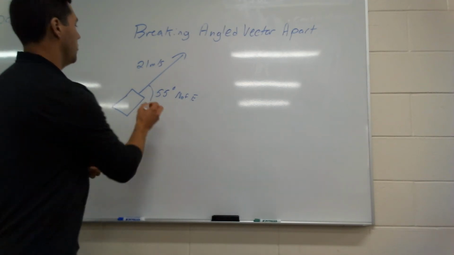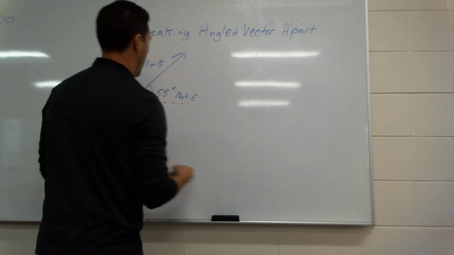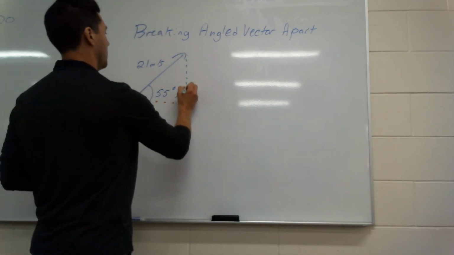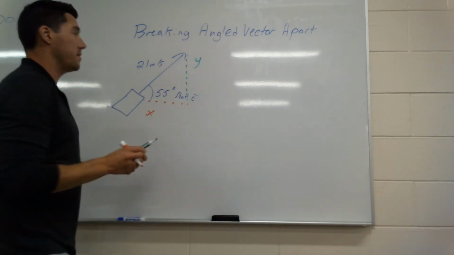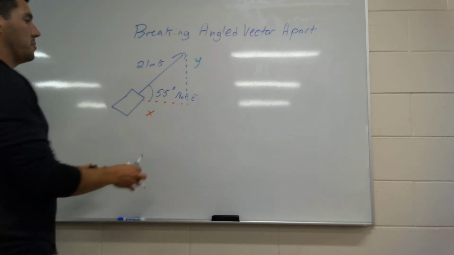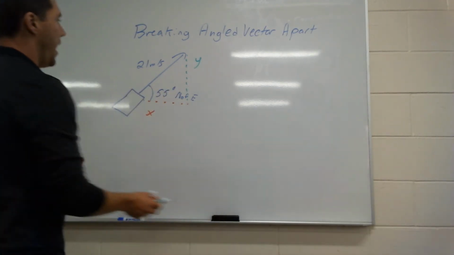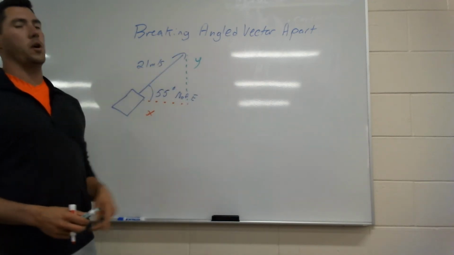So let's bring this into an X, and I'll use a different color, and a Y. Okay, Y and X. So I want to know basically the speed that is going in just the X direction. Like if you were to just be standing looking at it going this way, how fast is it going that way?